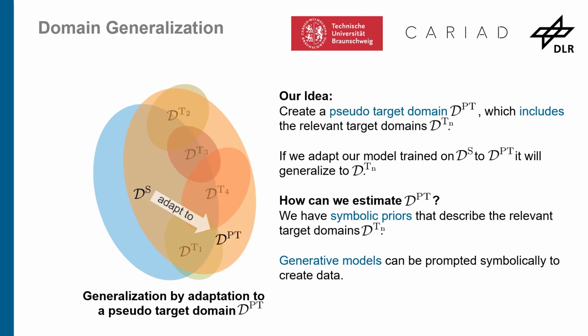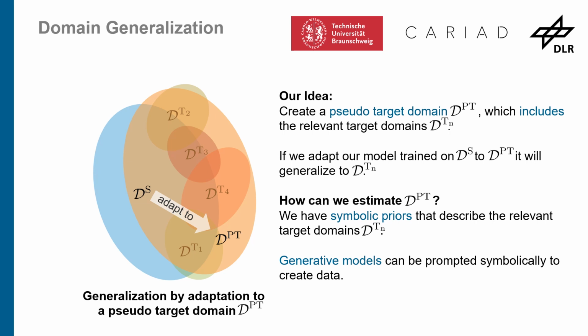Our approach, on the other hand, is to create a so-called pseudo-target domain, which we denote by DPT. The distributions of DPT should include all relevant real-world target domains. If we then adapt our model to this pseudo-target domain, we achieve a model that generalizes well to the relevant target domains. But how can we do that if we do not know what's relevant?